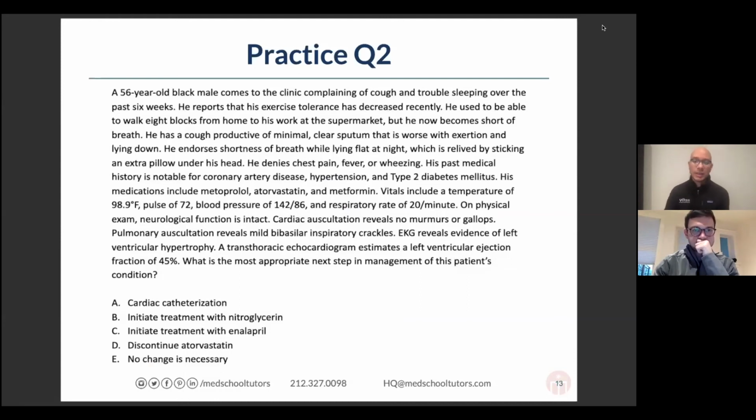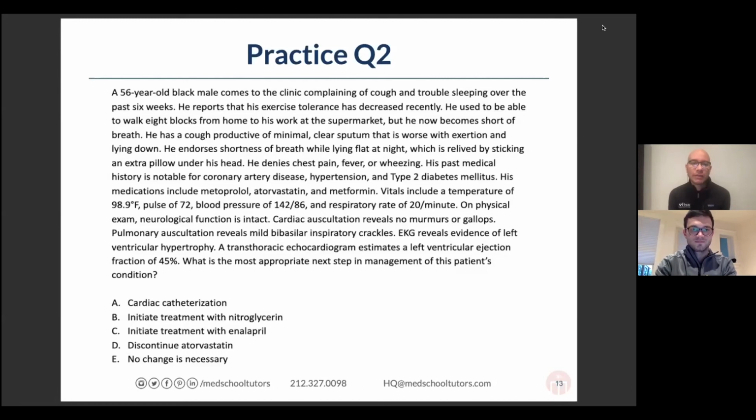So for me, I'm reading that last sentence and I'm seeing: what is the most appropriate next step in management of this patient's condition? The first thought that comes to mind is, what is this patient's condition? Which leads me naturally to, well, I'm going to find out as I read this vignette. So that's the first step: you diagnose before you treat, except in cases where you have emergencies or empiric treatments as you figure things out. General statement.